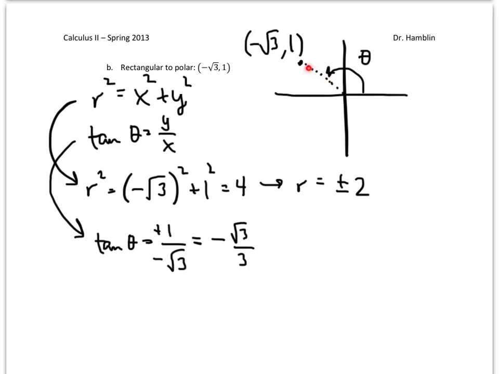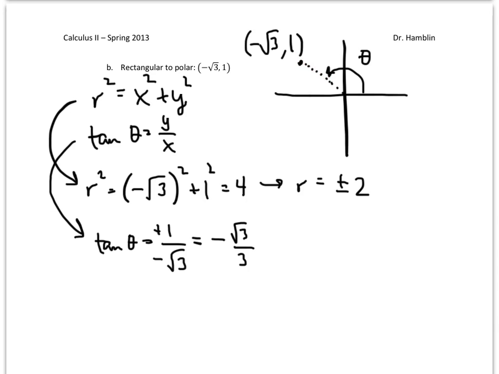So our angle is in quadrant 2. And if we plug this number, negative radical 3 over 3, into the inverse tan function, we're going to get an angle here in quadrant 4. We're going to get this angle here. Now, that might be okay. We might be okay with that angle. But if we do that angle, then we need to use a negative value of r to get this point that we're looking for.